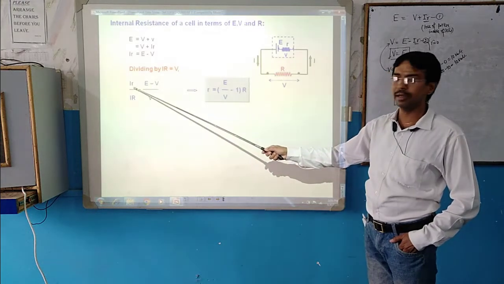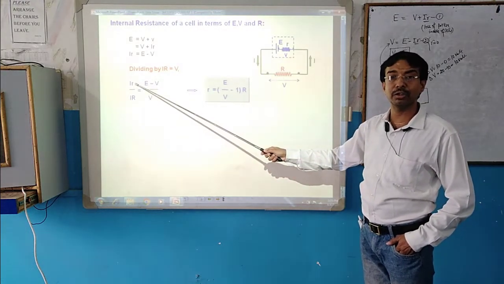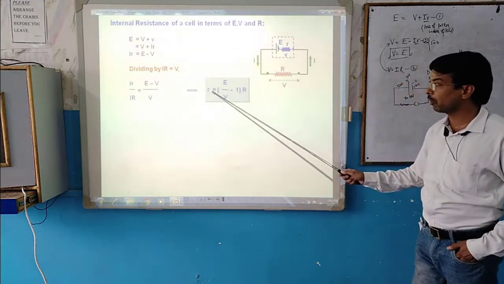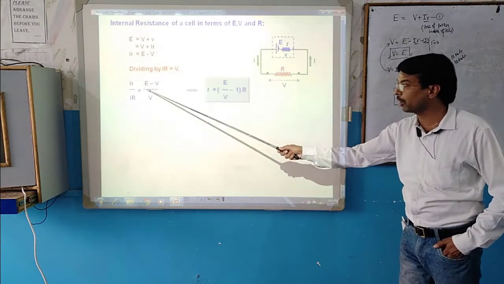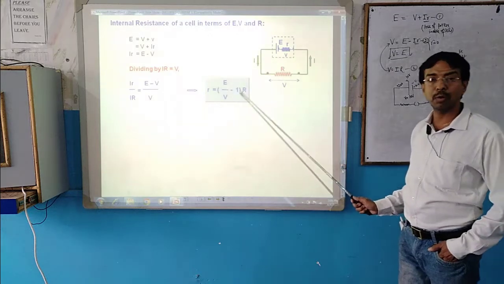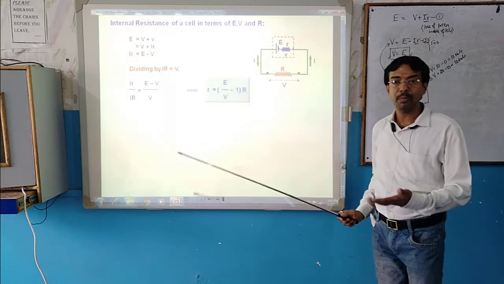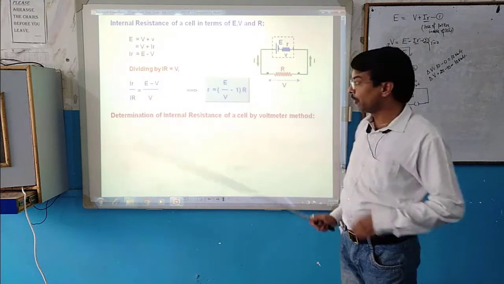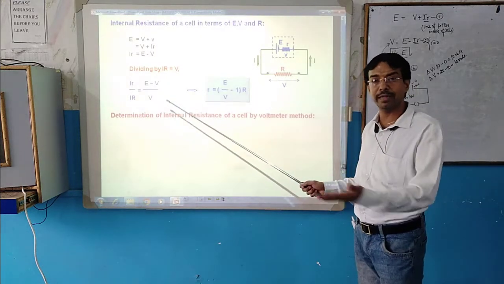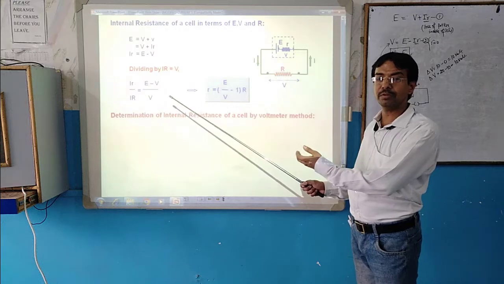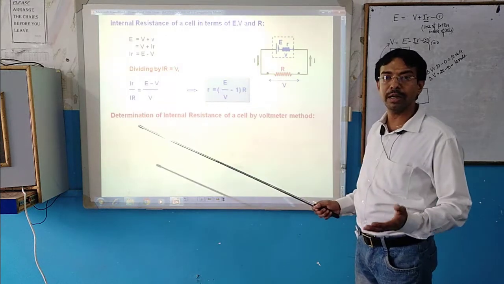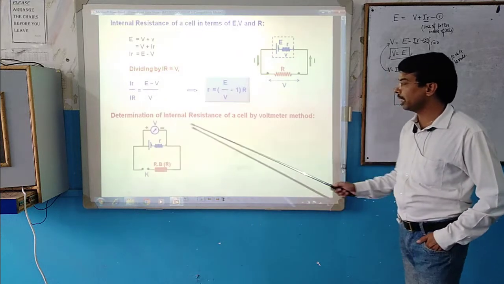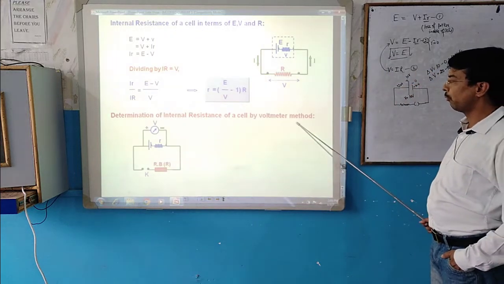What is the small r here? It is the internal resistance of the cell or battery, and how you will calculate it with the help of that particular formula. This one R is transferred from here to there and you will get the formula by which you can calculate the internal resistance of a cell or battery. We will discuss, we will prove, we will find that particular condition in a potentiometer, and the second application of the potentiometer I will discuss: determination of the internal resistance of the cell or battery by the voltmeter method.